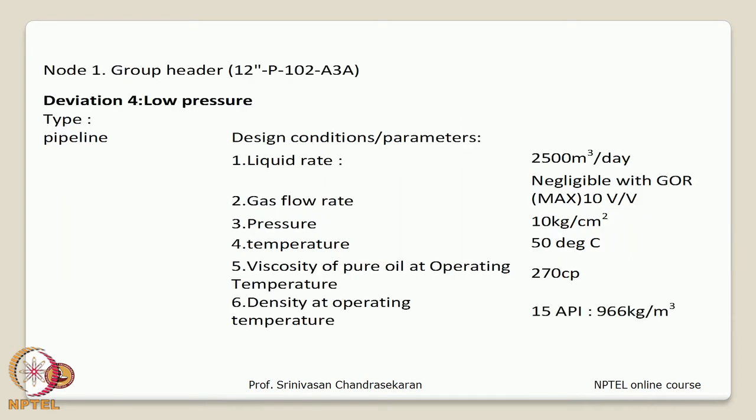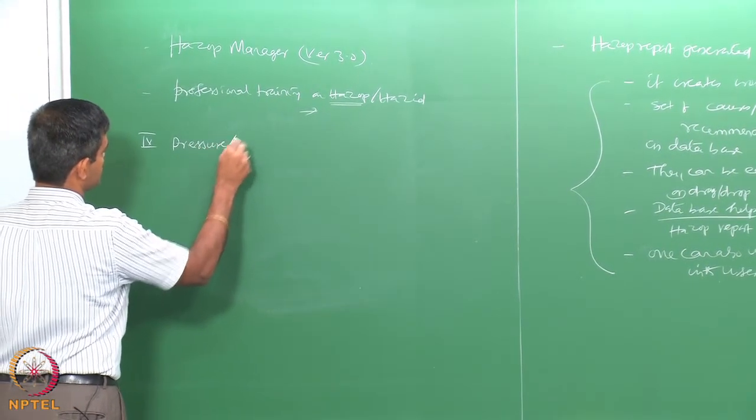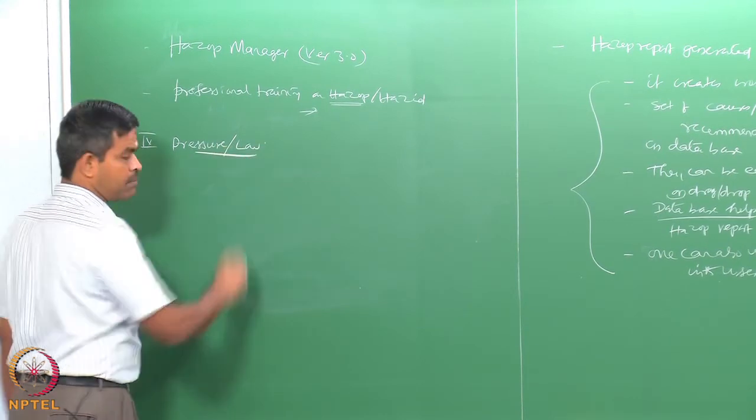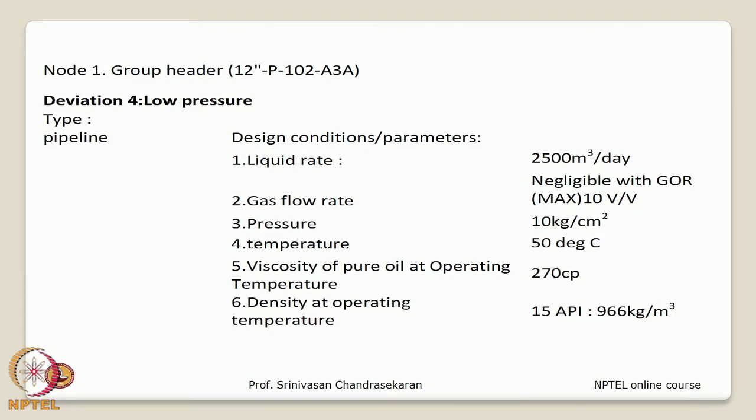The fourth deviation could be pressure low, so there can be a low pressure in the given system. The data which we are looking at is the liquid rate and gas flow rate, which is common. Of course, the viscosity is about 270 centipoise here and the density at operating temperature is about 15 API. The pressure operation is about 10 kg per centimeter square. We are talking about low pressure in the given line.